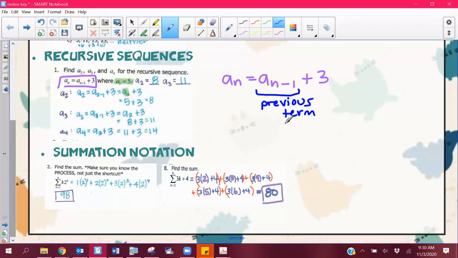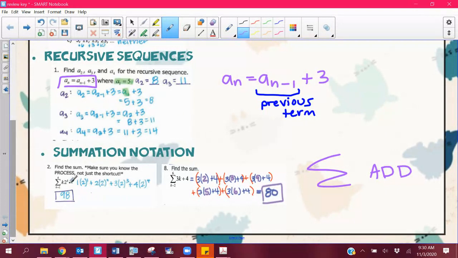You may be multiplying or subtracting or doing other stuff too, but just take the previous term, do whatever operation it says. The next thing is the summation notation. Summation notation, again, this big sigma just means to add. Okay, it's saying do whatever's inside the parentheses or inside the sequence and add them all together.